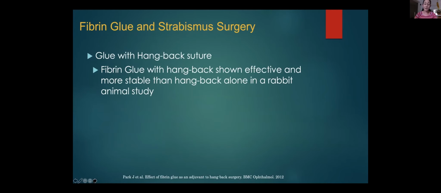While fibrin glue alone has been shown to not be strong enough as a muscle sealant in animal models of strabismus surgery, it does have the potential of stabilizing the new insertion in hangback rectus muscle recession. A recent experimental study on rabbit eyes by Park and colleagues demonstrated that fibrin glue is effective in stabilizing the new rectus muscle insertion and decreasing the displacement seen in hangback surgery alone.